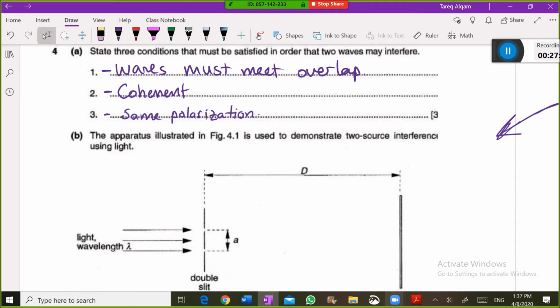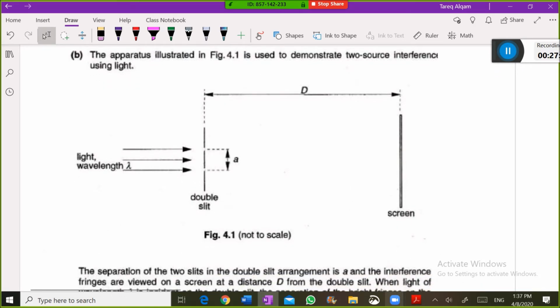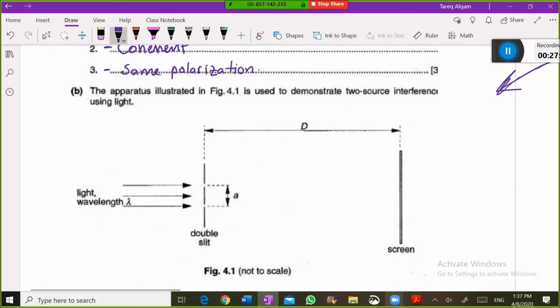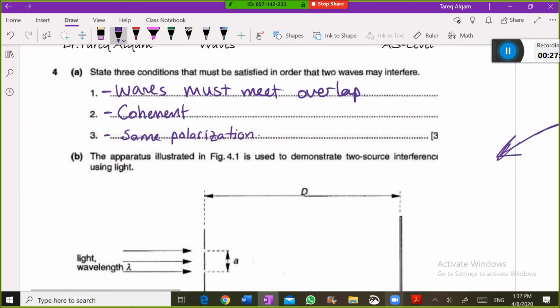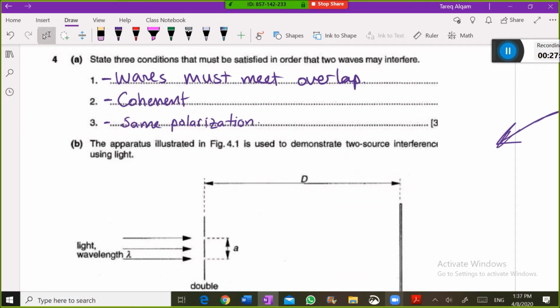Okay. Now here we have a double slit experiment like this. These are the double slits. This is the screen at distance D. The apparatus illustrated in figure 4.1 is used to demonstrate two-source interference of light.